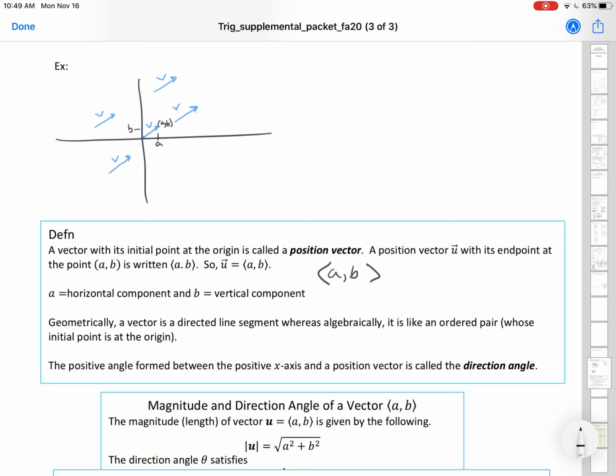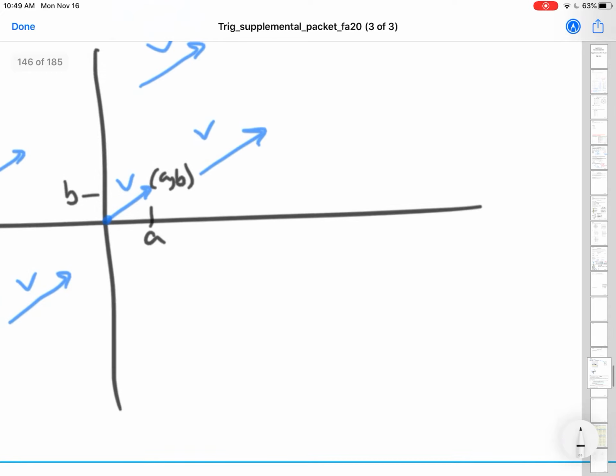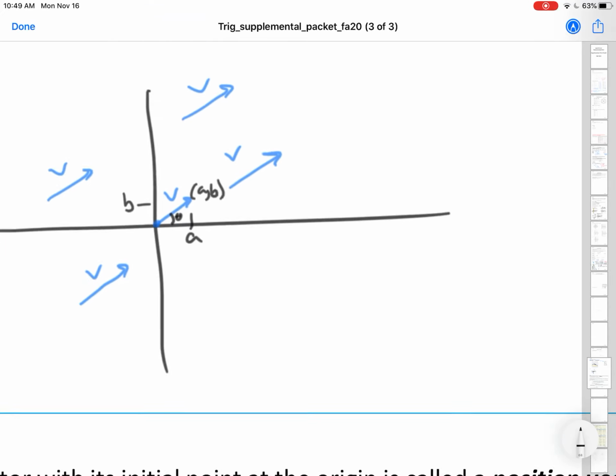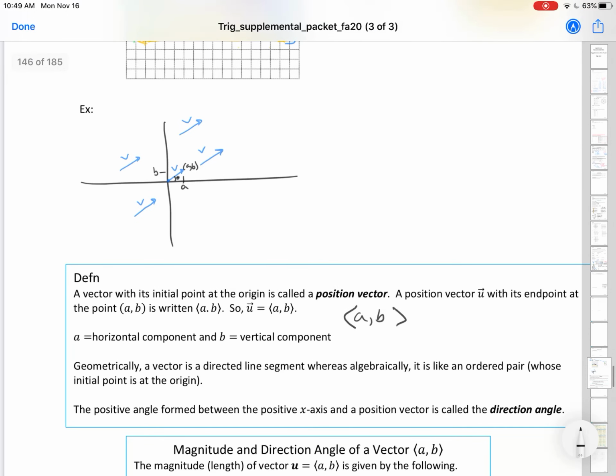Geometrically, a vector is a directed line segment, whereas algebraically, it's an ordered pair. We like that ordered pair. The positive angle formed between the positive x-axis and the position vector is called the direction angle. I drew it small, so let me make it big. This is what they're referring to as the direction angle, often noted as theta. So let me make v really big here.